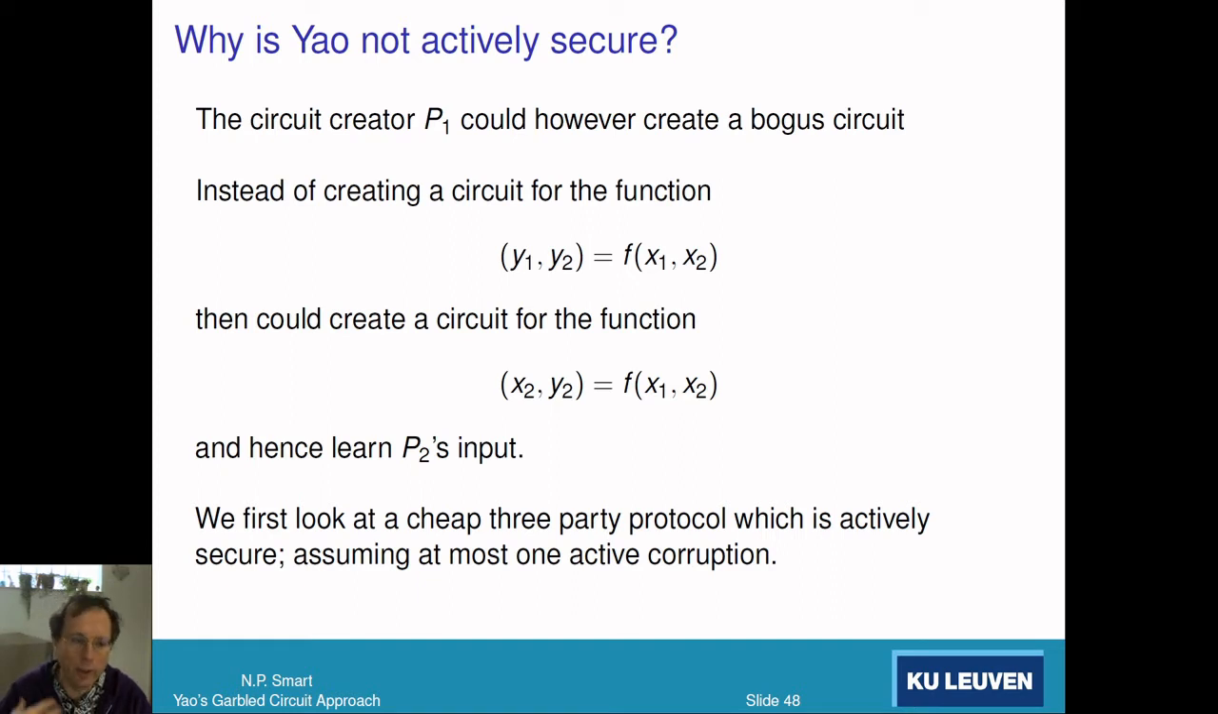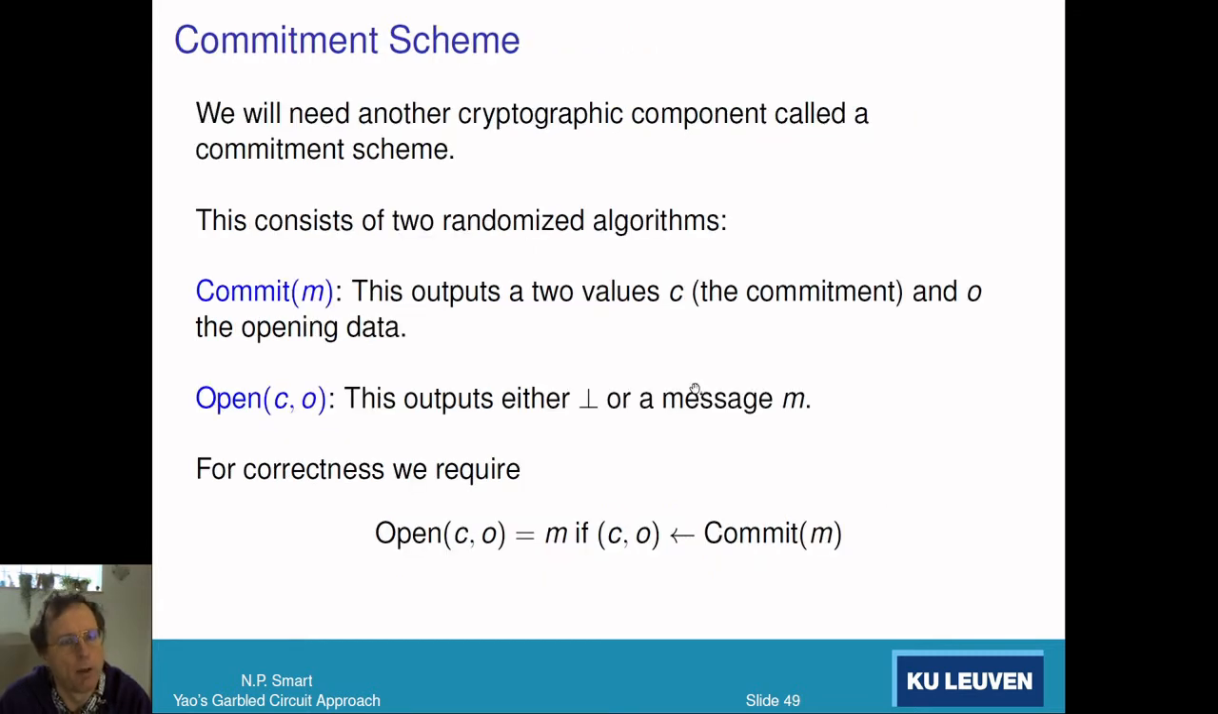So to solve this problem, we're going to look at a three-party protocol first, and then look at a two-party protocol. The three-party protocol is a bit easier, and the three-party protocol will protect against one active adversary. But before we do that, we're going to look at commitment schemes.